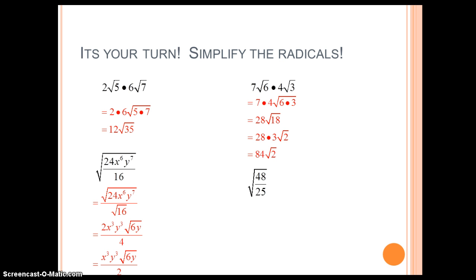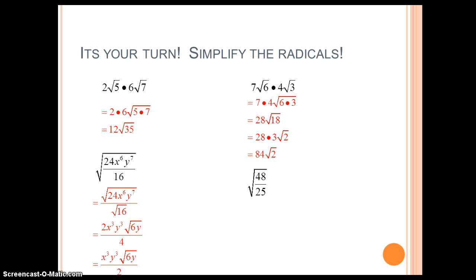Now you'll notice that there's one more step. That's because 2 and 4 can simplify to 1/2. So I have simplified that fraction 2/4 to 1/2. And so you'll see x to the 3rd, y to the 3rd, square root 6y, all over 2. And that is just because I reduced the fraction.